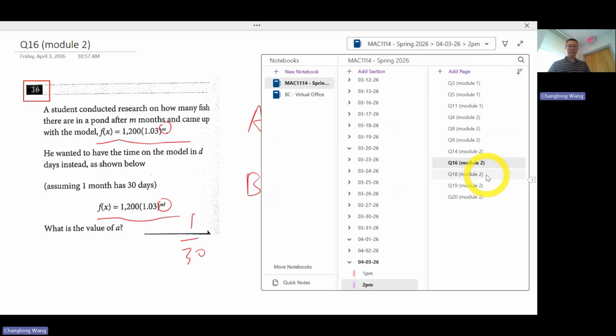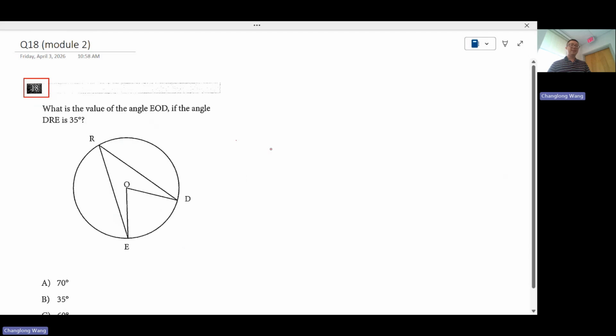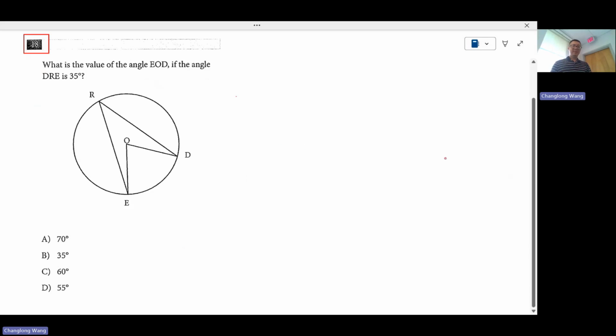All right, so now let's see. Oh, here's another good one. All right, so this is 35 degrees, and they're asking you how much this angle is. I mean, so just take a guess, right?